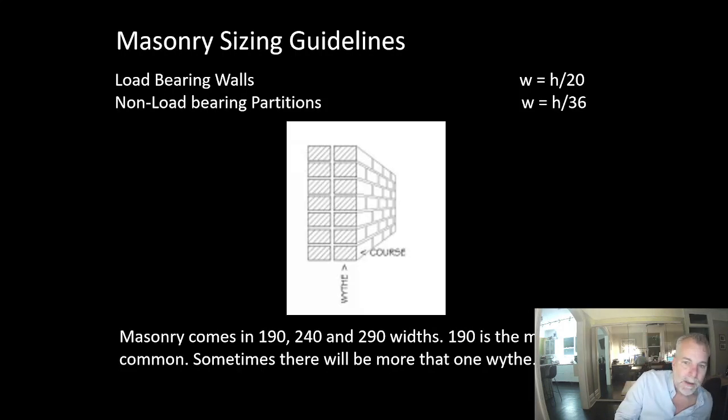Some masonry sizing guidelines. Load-bearing partitions, H over 20, so very similar to concrete, a little bit thicker. And non-load-bearing partitions, H over 36. That's an interesting one: 100 millimeter thick, 3.6 meters tall. Very, very slender for non-load-bearing partitions.